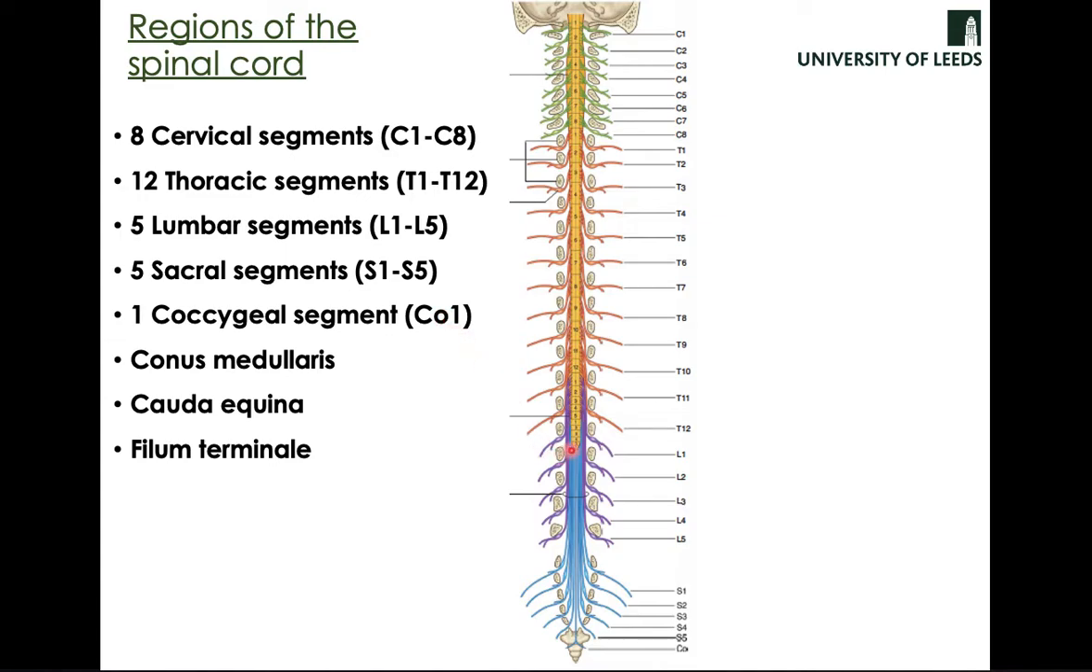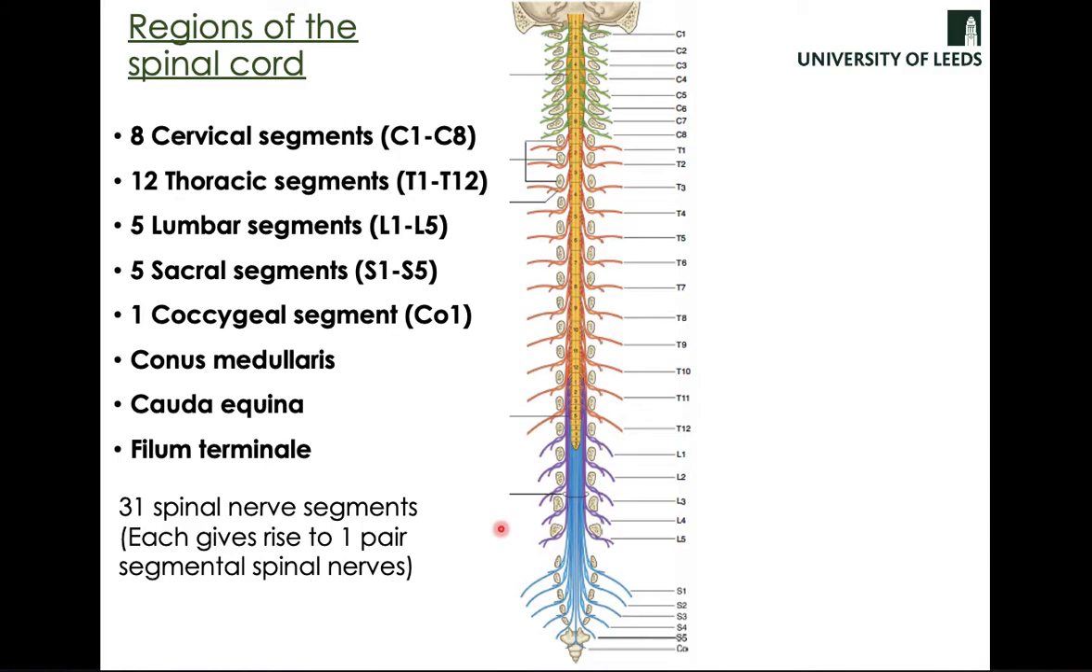We know the ending of the cord is around L1 and L2 vertebrae. From there we have all those cauda equina nerves that keep coming down, extending from the cord to leave below the next couple of vertebrae. So we can see that we have 31 pairs of spinal nerves. Therefore, we have 31 segments of the spinal cord. Remember, they're all part of the PNS.